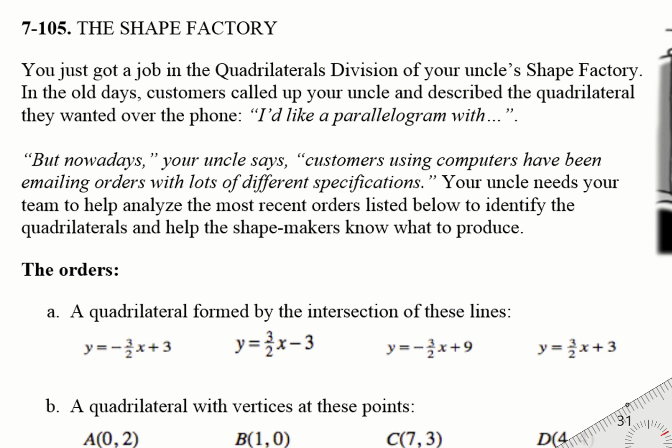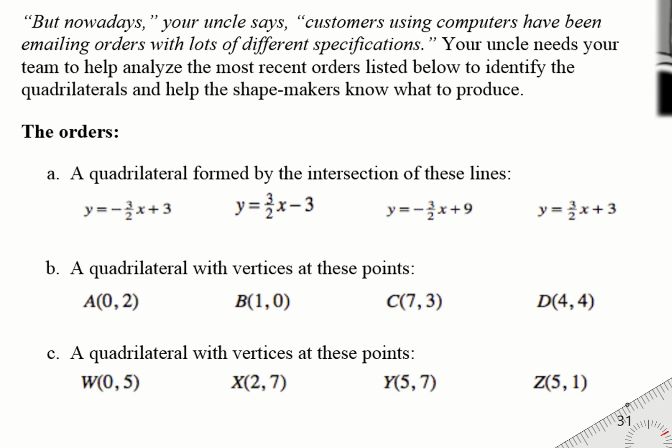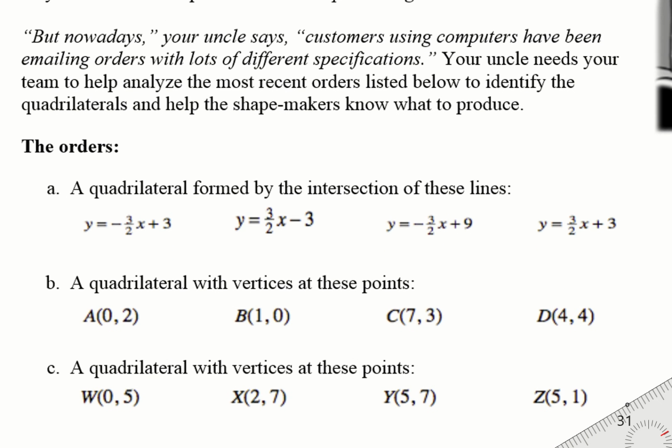Nowadays, your uncle says customers using computers have been emailing orders with lots of different specifications. Your uncle needs your team to help analyze the most recent orders listed below and identify the quadrilaterals, and help the shape makers know what to produce. Okay, so I'm really not asking for the perimeter.